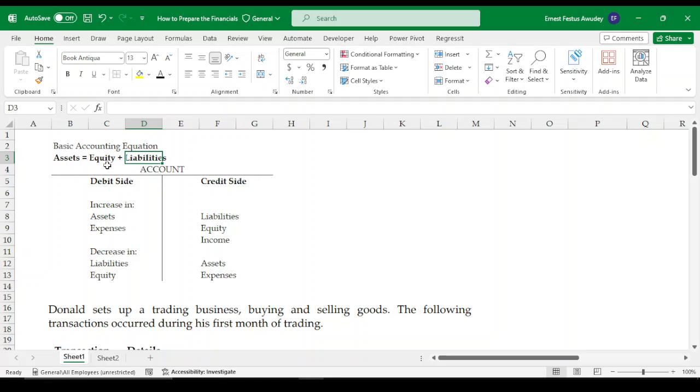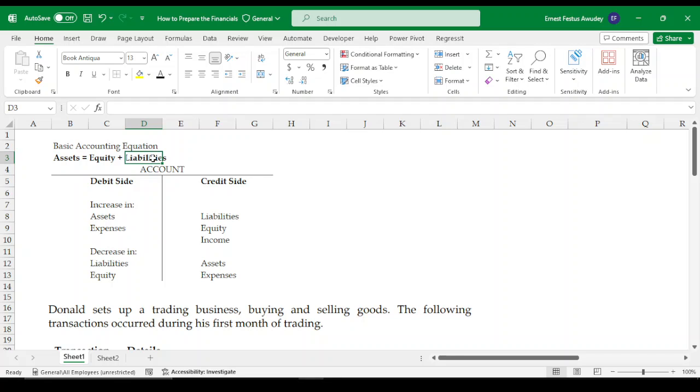Then the equity. There are various ways of defining your equity. You can say that your equity is actually your assets minus your liabilities. So when you take everything you own and you subtract everything you owe, the residual value becomes your equity.